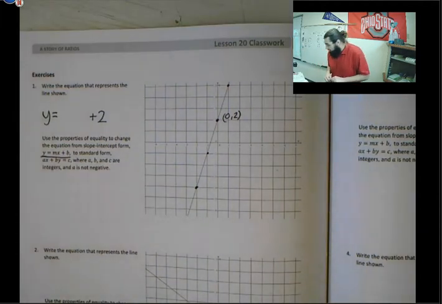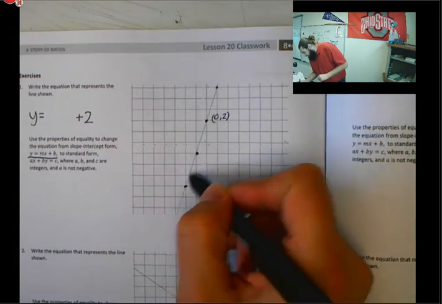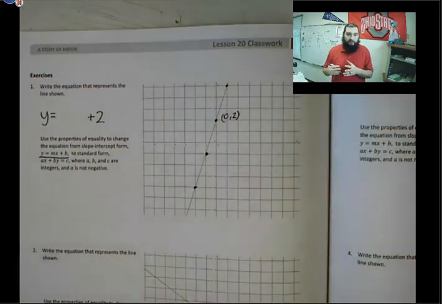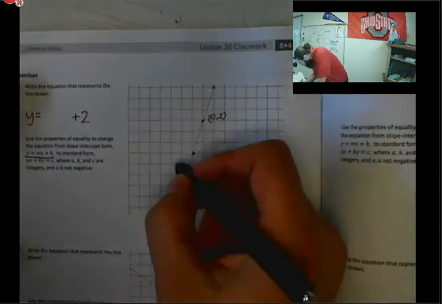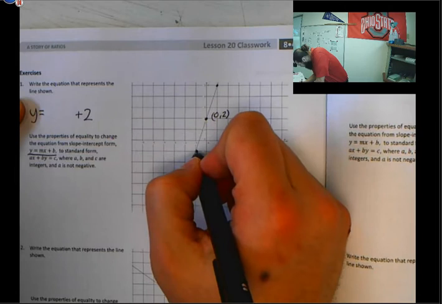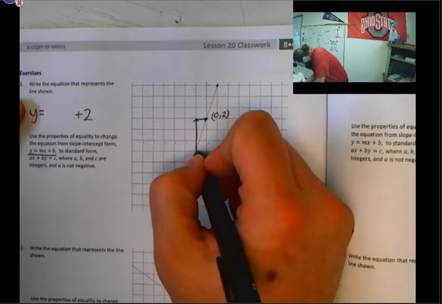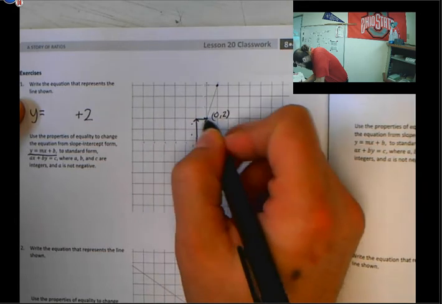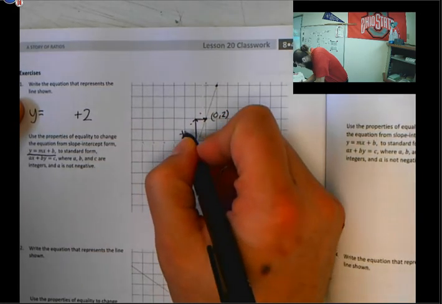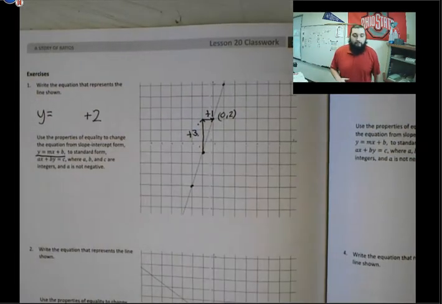From here, we can look at this point, and then we can look at any other points that we would like to use to go from point to point to find our slope. So as we go from left to right, looking at how our line changes, we see that to get from here to here, we have to go up 1, 2, 3, and then 1 to the right. So that is going to be a positive 3 increase and a positive 1 increase.